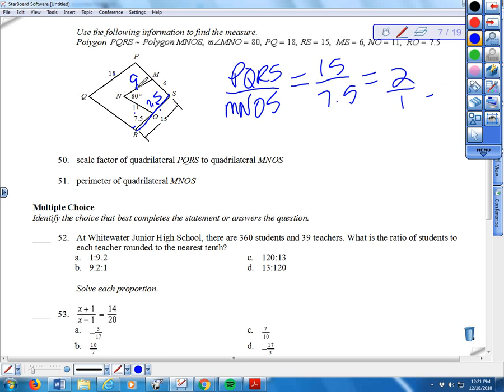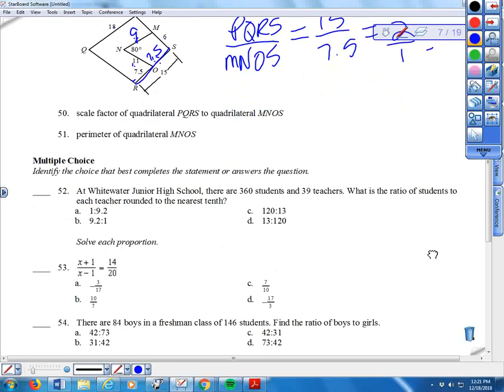Now I do need to just add them up. If I knew the perimeter of the outside, all I would have to do is divide that perimeter by 2 to find the perimeter of the smaller one because of the scale factor. I wouldn't have to find all the sides of the small. But I wasn't given all the sides of the bigger one. So I'm just going to add 9 plus 6 plus 7.5 plus 11, and that's my perimeter. Okay.